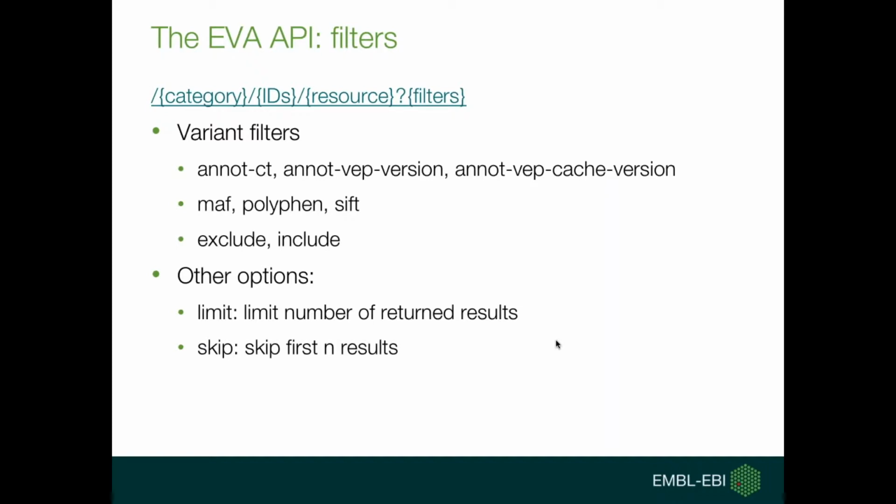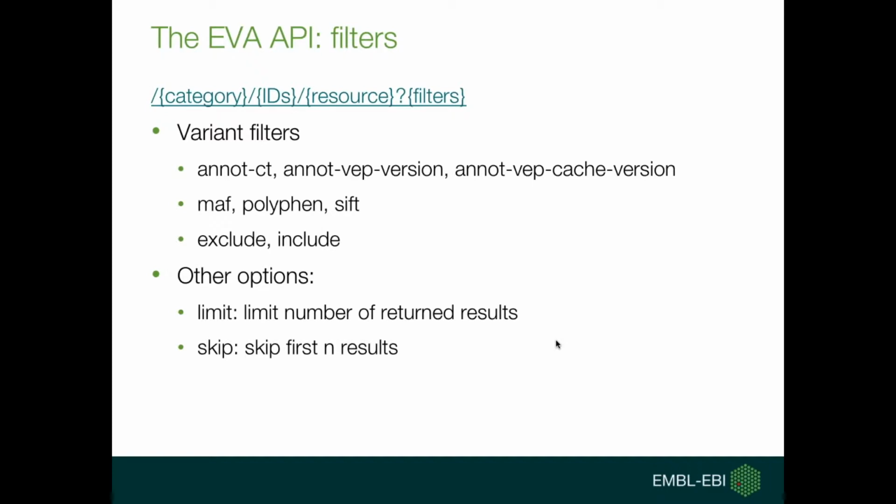Since EVA is an archive of variants, there are many endpoints that return variants. So there are some filters common to all of them. We can filter based on annotations because all variants have been annotated by VEP. So we can filter by consequence types, or the VEP version used to annotate those variants. We can filter by minor allele frequency or PolyPhen or SIFT scores, and we can exclude or include some of the fields returned in the variant model. We will see the variant model later.